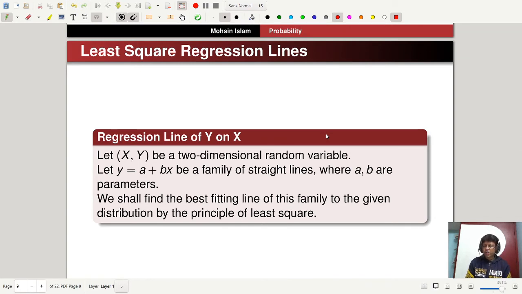Now, let us explain this theoretical concept of the principle of least square for the linear regression curve, that is, the regression line of y on x. I am considering first the linear regression, but in my video I will give you the hint for the quadratic or non-linear regression also. Let (X, Y) be a two-dimensional random variable, and let y = a + bx be a family of straight lines, where a, b are parameters. As we are talking about a linear relationship, it must be linear. We shall find the best fitting line of this family to the given distribution by the principle of least square.